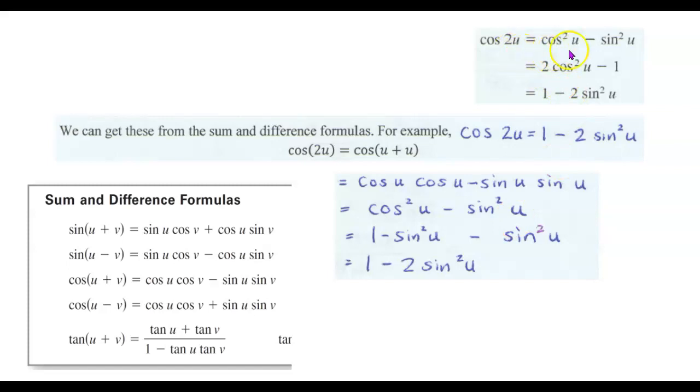So there's two, or actually 3 different things that cosine of 2u is equal to. So depending on the situation, if you have a cosine of 2u showing up somewhere in something you're working with, you could replace it with any one of these 3 other expressions.